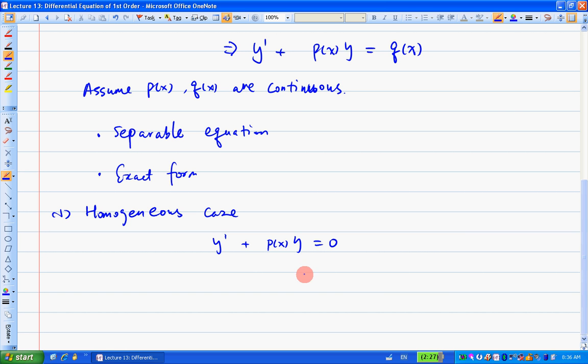Now, how do we solve this one here? For this one, you use the so-called separating variable technique.